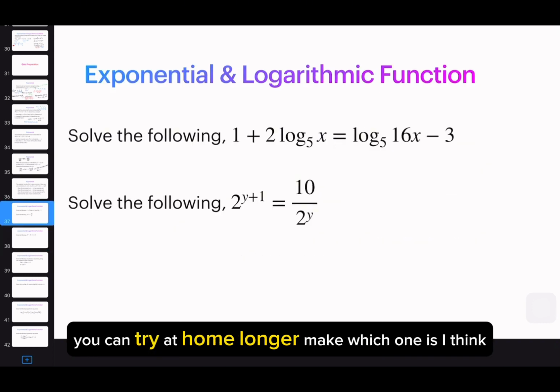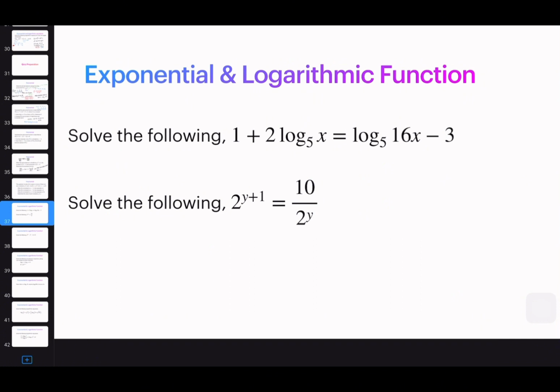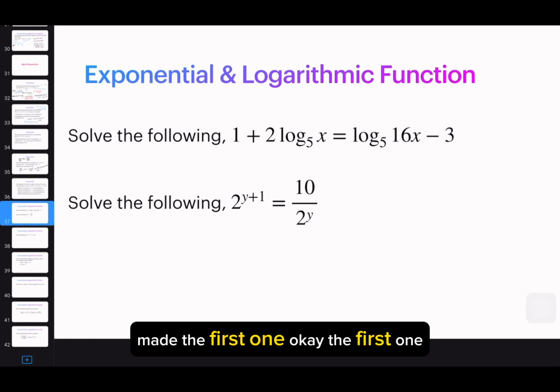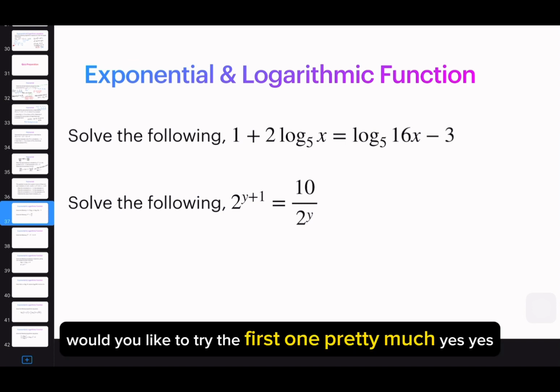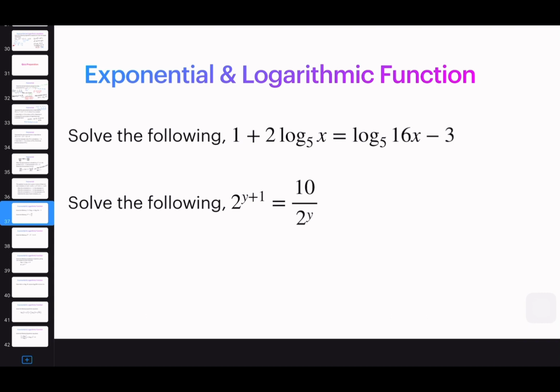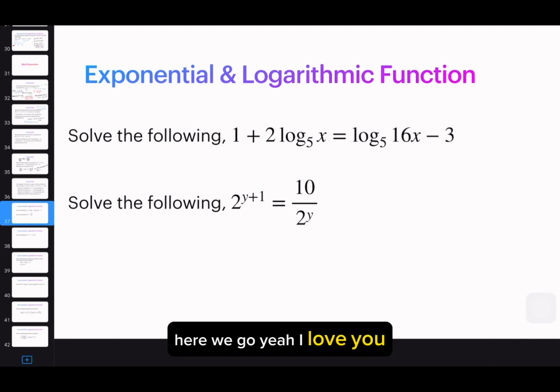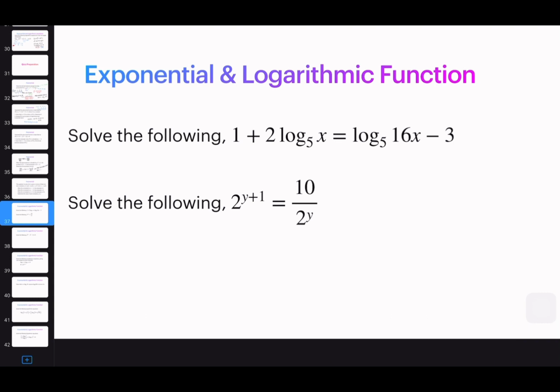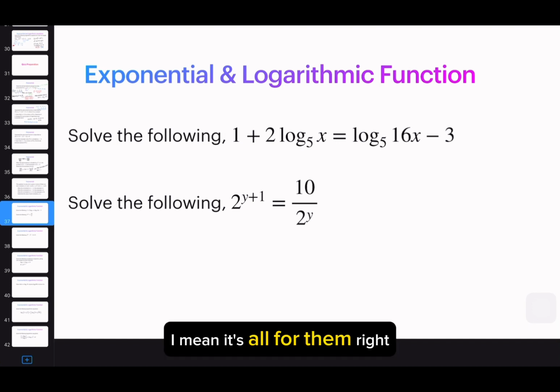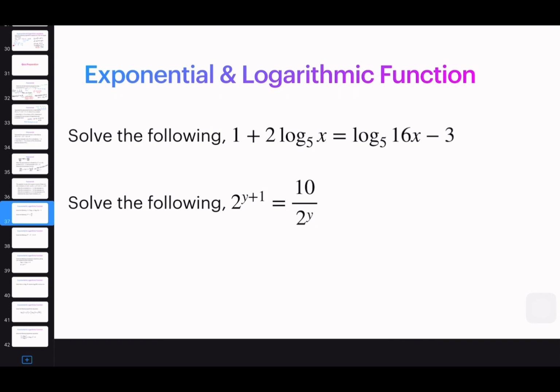Logarithmic, which one? Maybe the first one. Okay, the first one. Would you like to try the first one? Yes. Do you think it's easy? Yes. I mean, solvable, right? Yes.